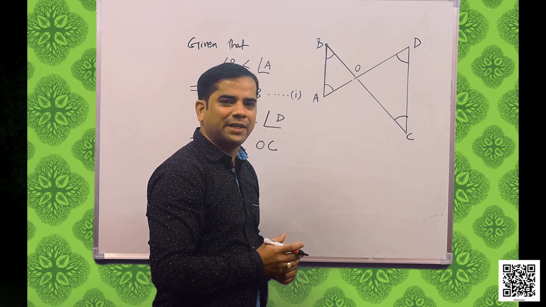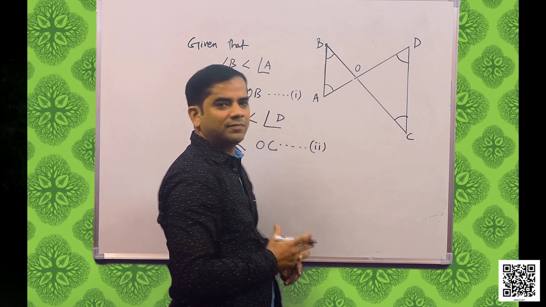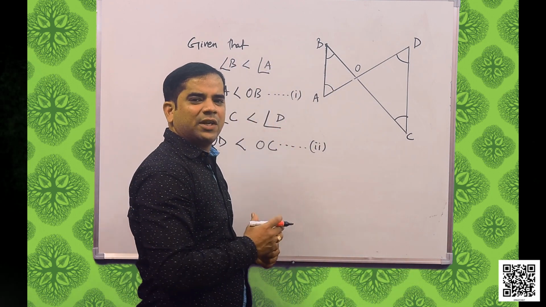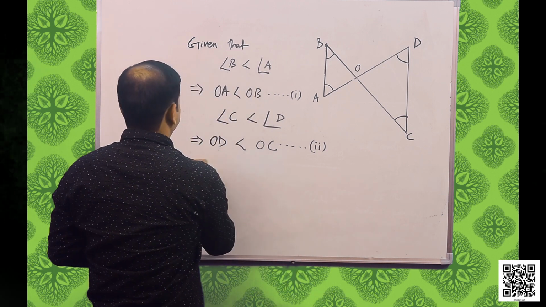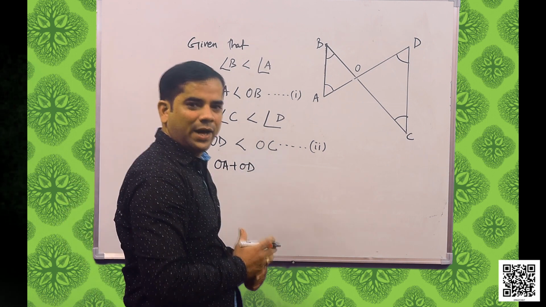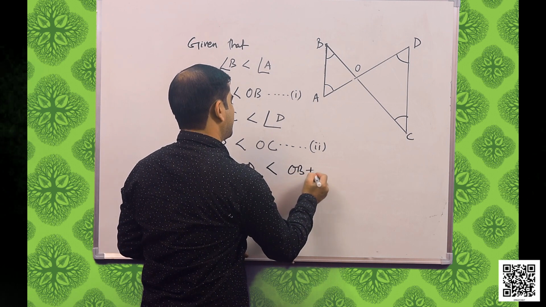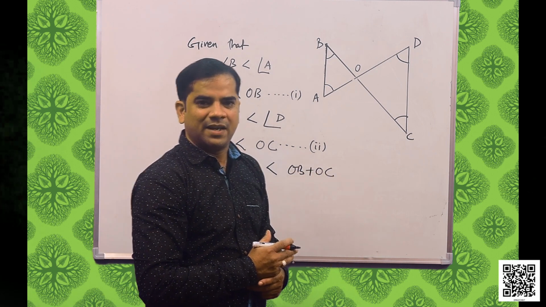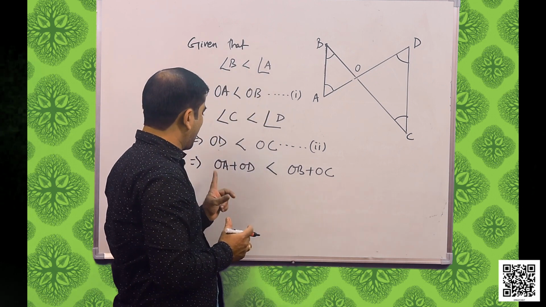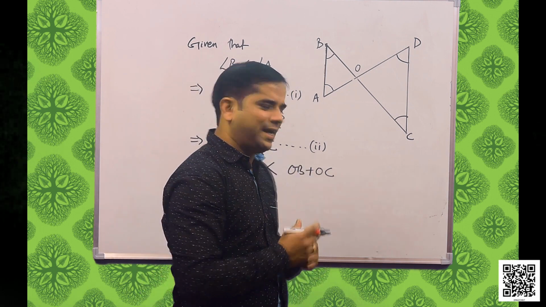OD is smaller than OC. Let me mark it as equation 2. So, from equation 1 and equation 2, what do we get? OA plus OD is smaller than OB plus OC. I have combined both the equations to come to another equation: OA plus OD is smaller than OB plus OC.